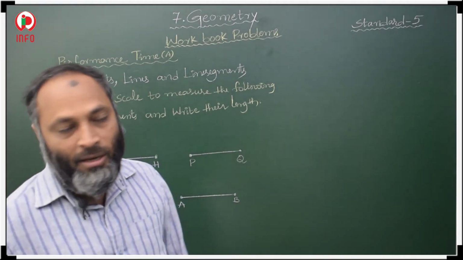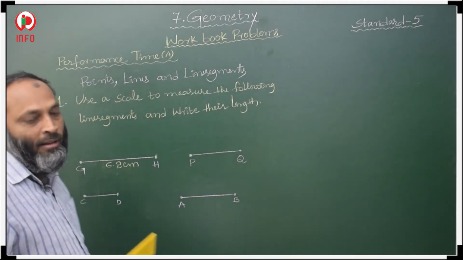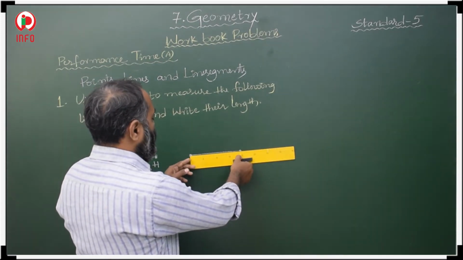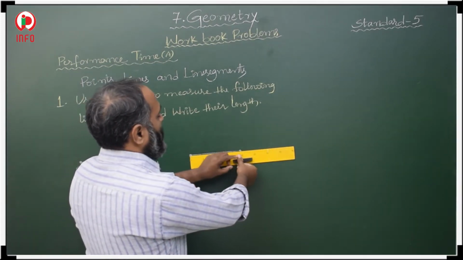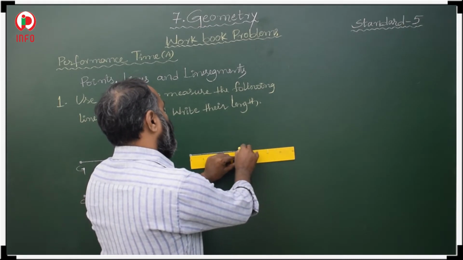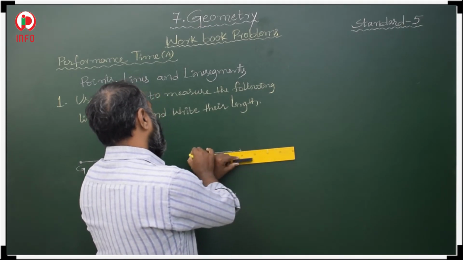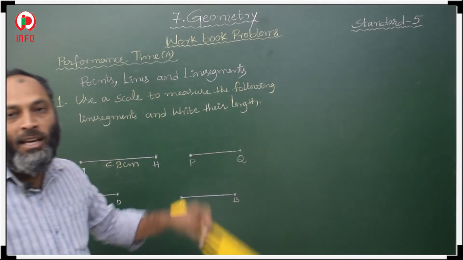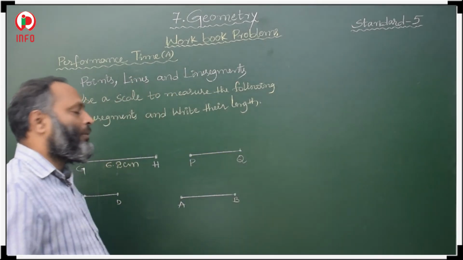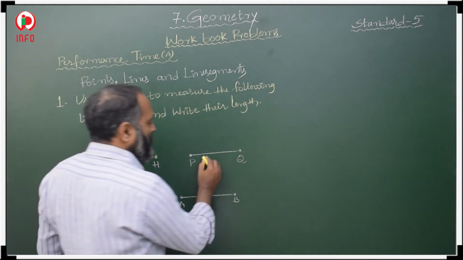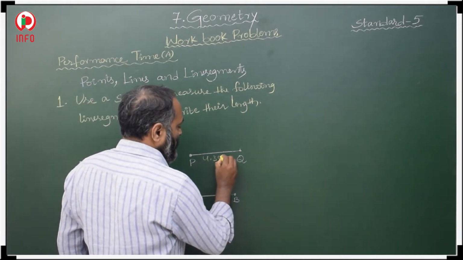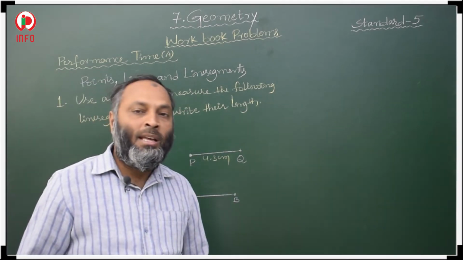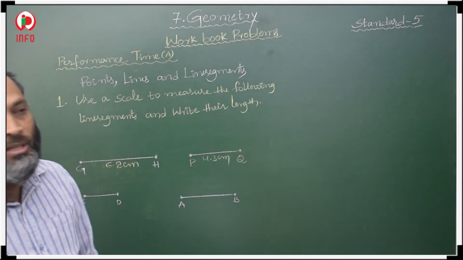The second line segment, again you have to take your scale and keep it straight, with the initial point coinciding with this 0. The second end point, where it coincides, you have to check on your scale. The second point coincides at 4.3 centimeters. So the length of the second line segment PQ is 4.3 centimeters.